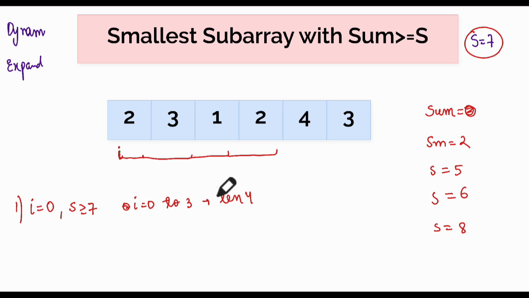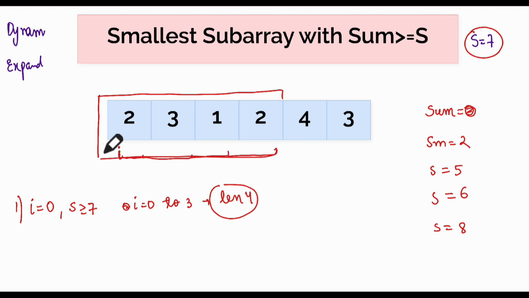So I will store the length of this particular subarray, because this is my first subarray whose sum is greater than equal to 7. I will create a minimum length somewhere, and right now the minimum value is 4. Now remember I have to get the smallest subarray. So I have to check, is there any subarray whose length is less than 4 and it still gives me sum greater than equal to 7.